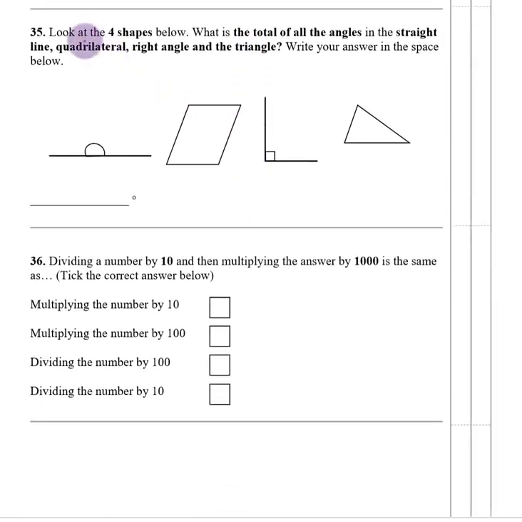Number 35. Look at the 4 shapes below. What is the total of all the angles in the straight line, quadrilateral, right angle, and the triangle? So straight line is 180 degrees. Quadrilateral, which is a 4-sided shape, is 360 degrees. Right angle is 90 degrees, and our triangle will be 180 degrees. So we just need to add all these together.